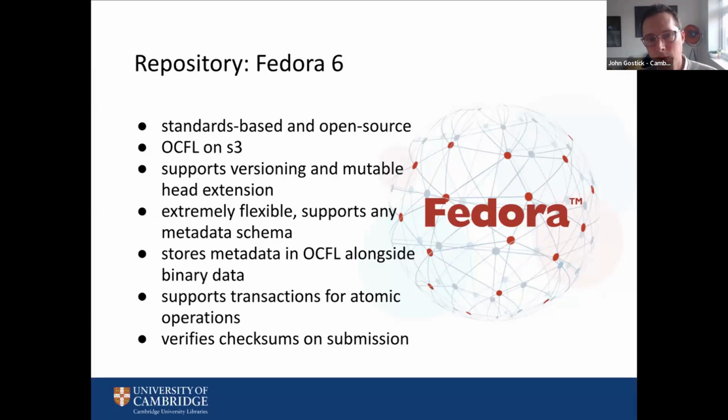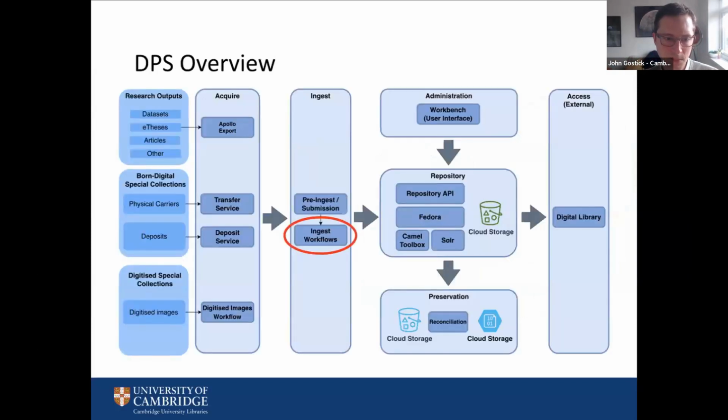Now, Fedora is, I think, what you class as middleware, so you can interface with it directly as a human, but it needs programmatic integration. In other words, an application or a script to talk to it, to actually use it properly and take advantage of all of its features. And so this is where our ingest workflow comes in. Just highlighting where it sits in the architecture.